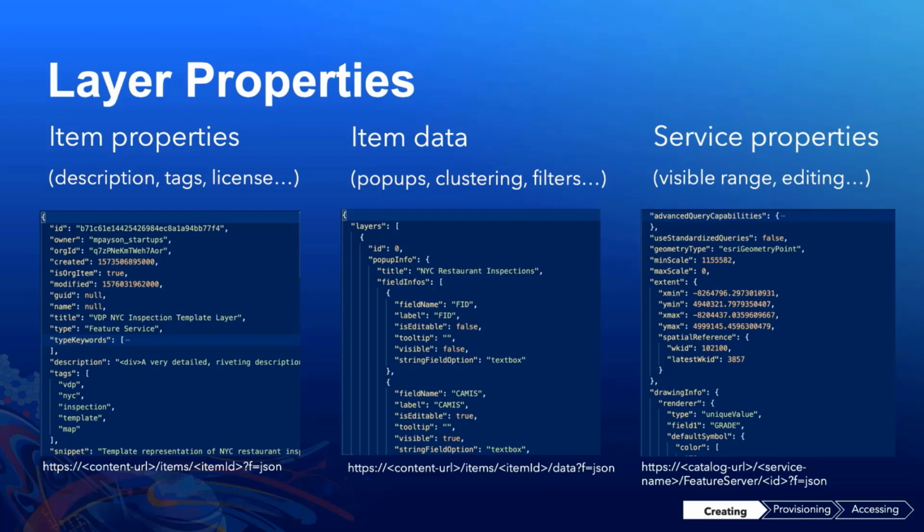The next tier is the item data tier, and this contains some more information about how to represent the data itself, like pop-ups, clusters, or clustering and filters. And then finally, there's the service level properties, and this contains additional information like the rendering, the visible range, as well as editing controls. Now, most of the time, you don't interact with these properties yourself. You generally use ArcGIS APIs or clients to work with them, but I think it's kind of helpful to have an understanding of how the system works behind the scenes.